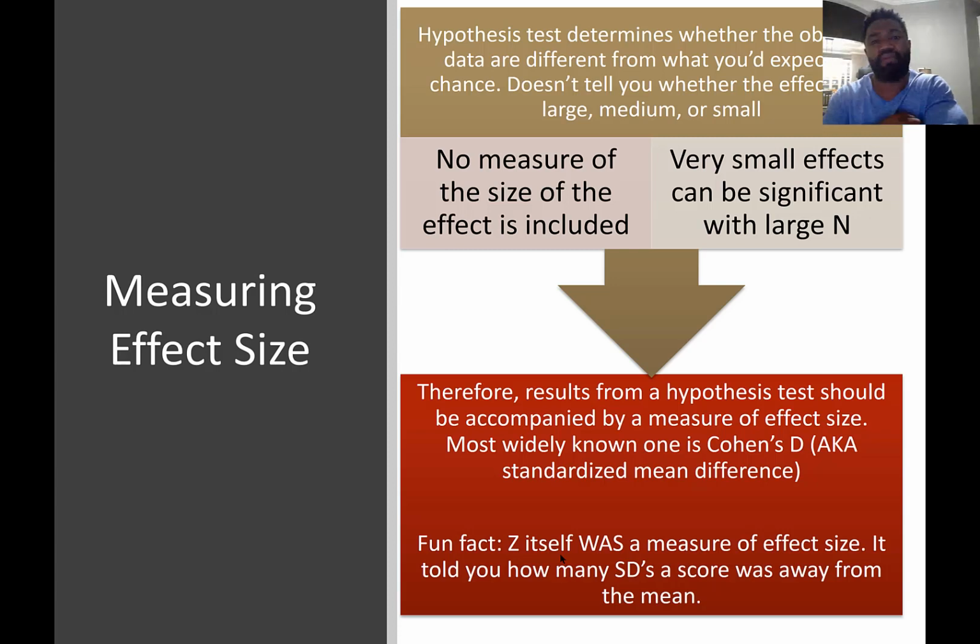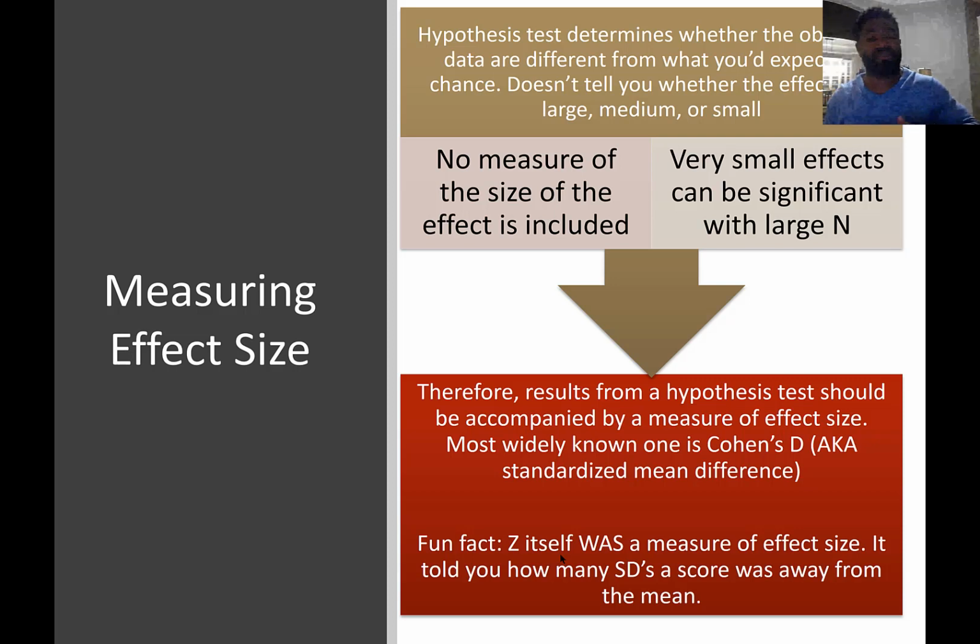Now, a hypothesis test determines whether the observed data that we saw, right, that 72.5, is different from what you'd expect by chance, right? That's what it literally means. It says that 72.5 is so different from what you might expect to get if the null hypothesis is true. And that's all it tells you. It's just a statistical test. It doesn't tell you whether it's big, right? It doesn't tell you whether it's a large effect, whether it's a small effect, whether it's a medium effect, okay?